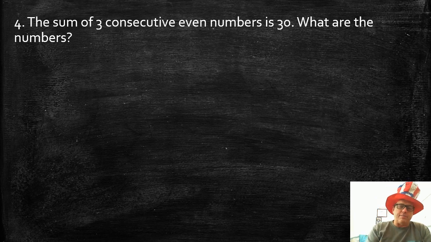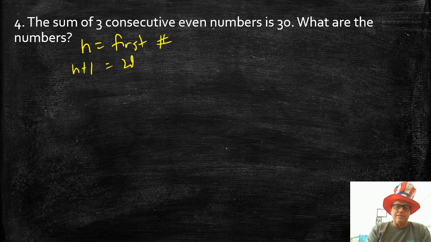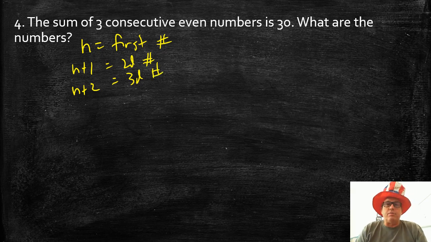Okay, so hopefully you started something like this. Again, the letter you use doesn't matter. I'm going to let n be the first number. So n plus 1 is the second number. Again, we call this defining our variables. n plus 2 is the third number. Sometimes the question just says, what's the biggest number? What's the middle number? What's the smallest number? So that's why you have to be clear what your n is.